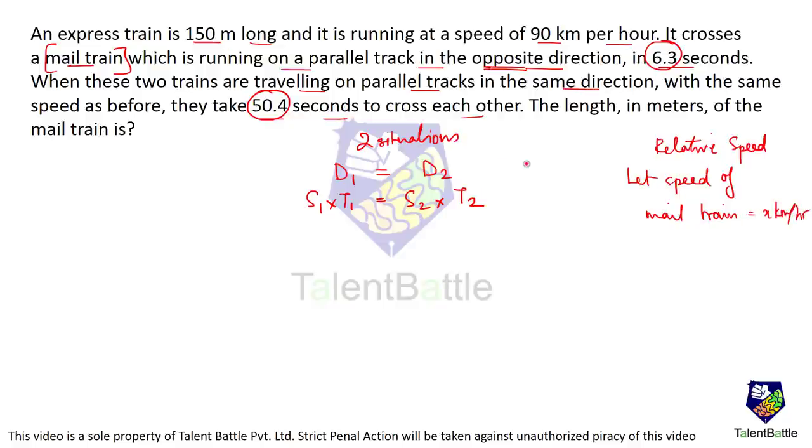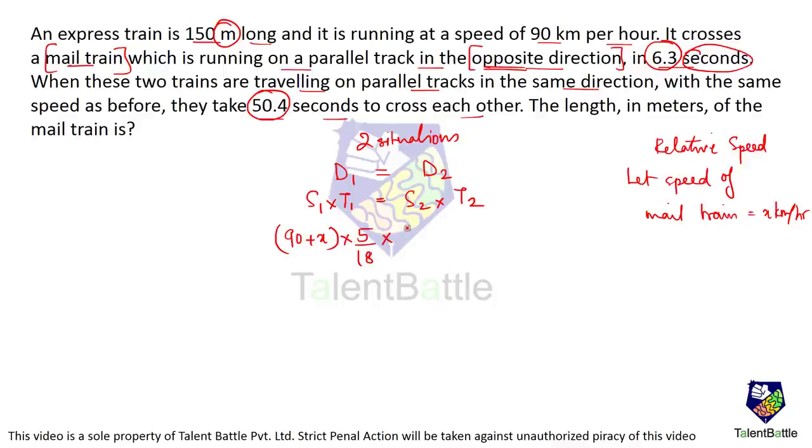In the first case, since they are moving in the opposite direction, the relative speed is going to be 90 kilometers per hour plus x kilometers per hour, because for relative speed in the opposite direction, we have to add the speeds. Now, in trains, most of the units are in meters and seconds, so I'll convert this kilometers per hour into meters per second by multiplying by 5 by 18.